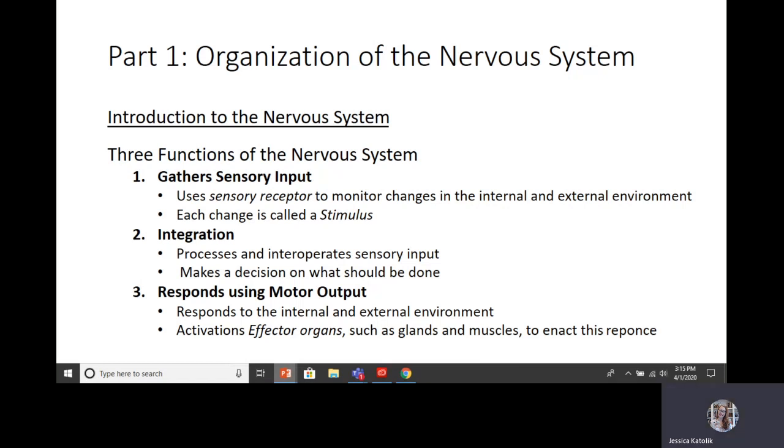We can also detect changes in our internal environment. So what's going on inside of our bodies? Do you have a stomachache today? Or do you have a headache? Or do you feel like your blood pressure is low and you need to go get a snack? Something like that. So sensory receptors can also help us determine what's going on inside of our body.